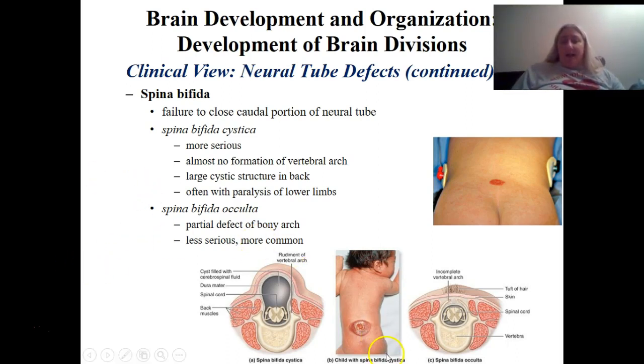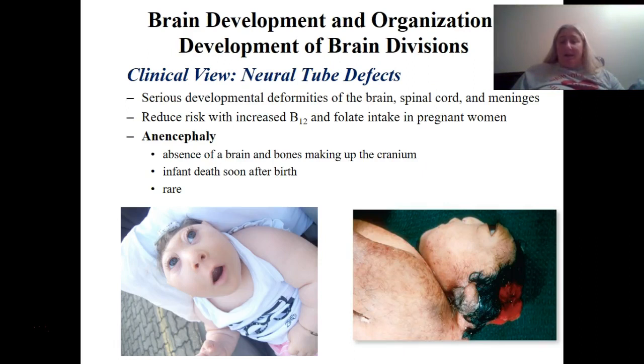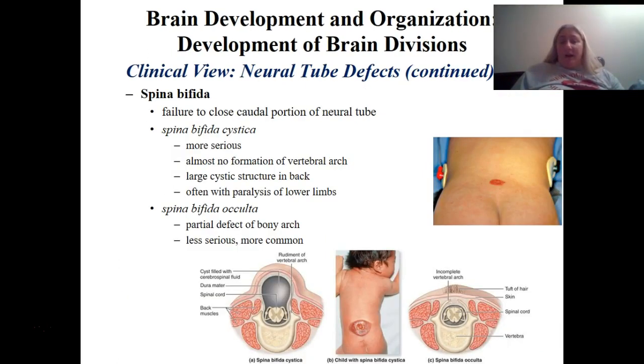So here is a child that has spina bifida cystica. This is a severe form of spina bifida. Oftentimes, spina bifida cystica is associated with other disorders as well. So anencephaly would be an example of a disorder that could be associated with spina bifida. You could have hydrocephalus associated with spina bifida cystica.